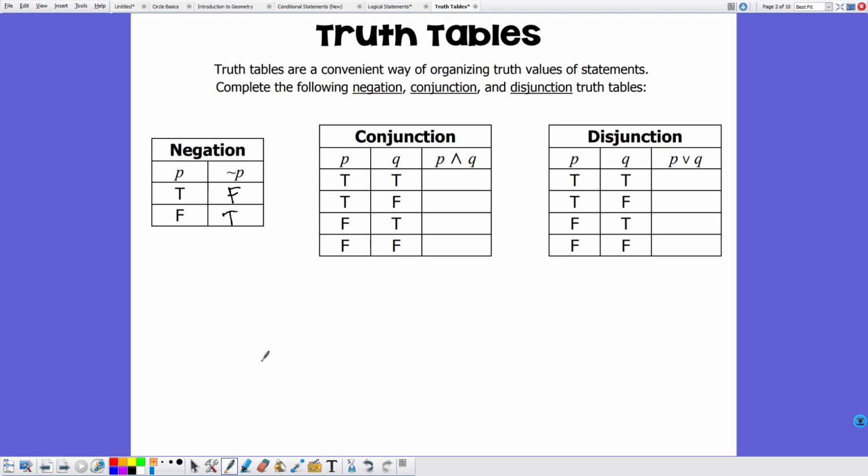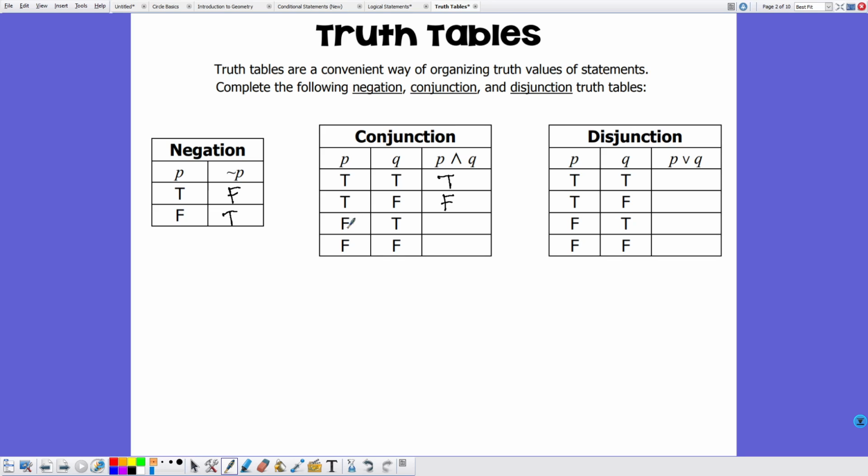Now, depending on these situations, we can determine the values of their conjunctions, that's the P and Q. Well, we know conjunctions are true only when both P and Q are true. So in this top row, P is true, Q is true. That means the conjunction would be true since they're both true. In the next row, P is true, but Q is false. And in a conjunction, they both must be true for the conjunction to be true. Since Q is false, the conjunction is therefore false.